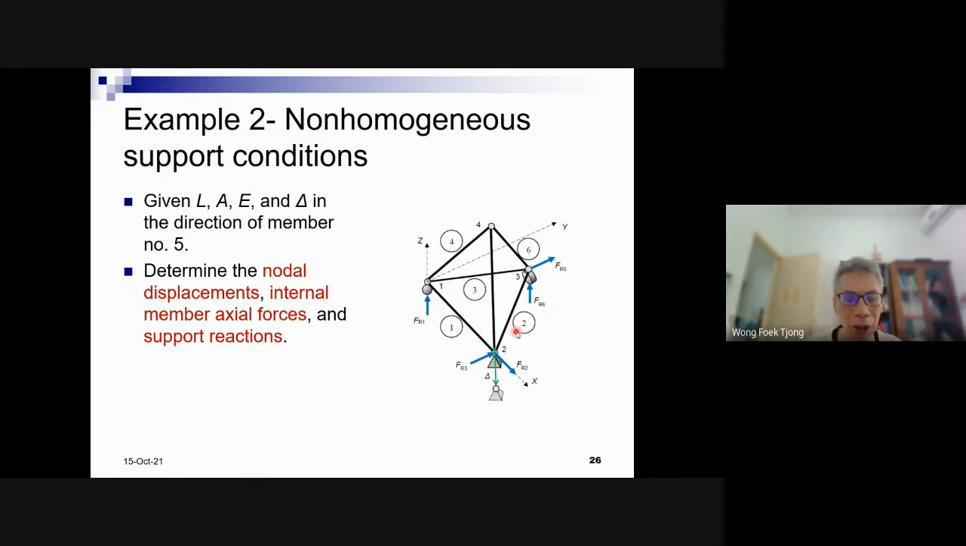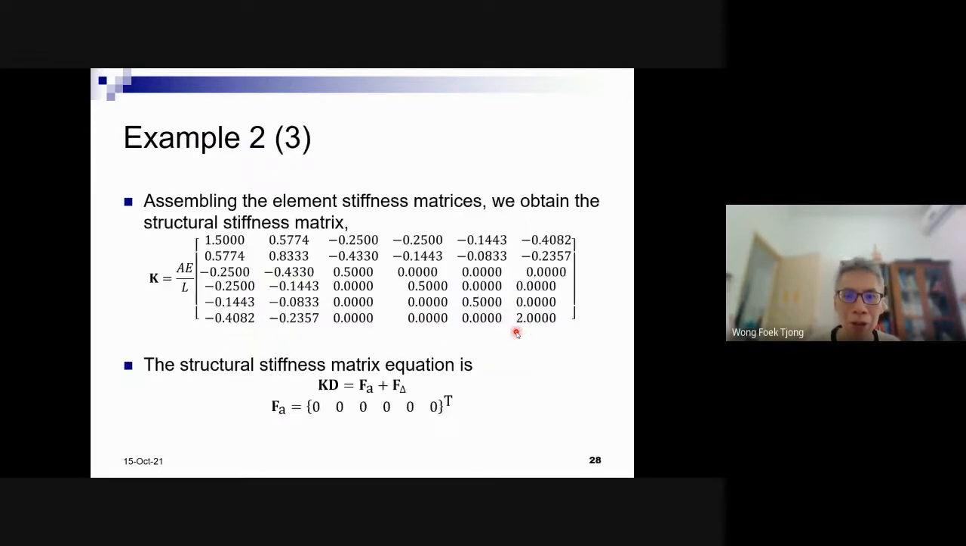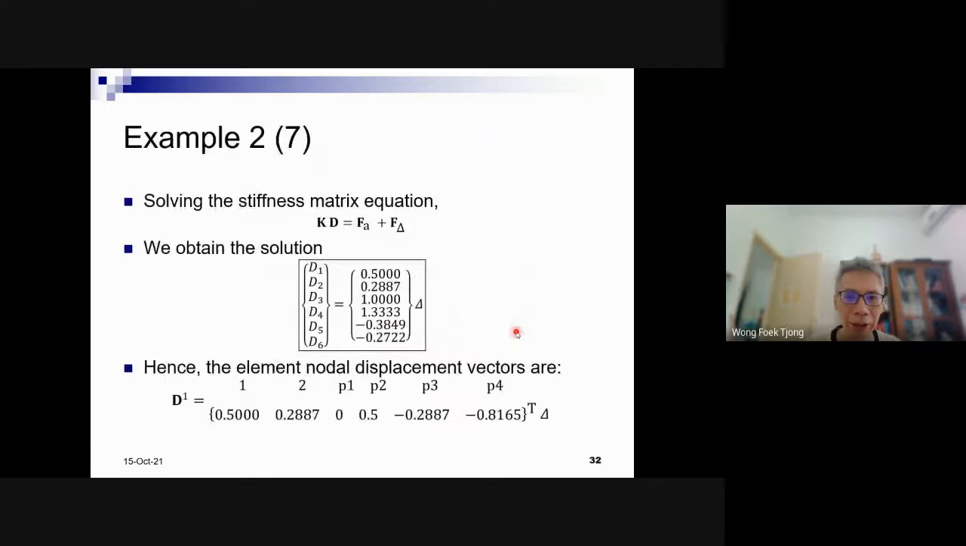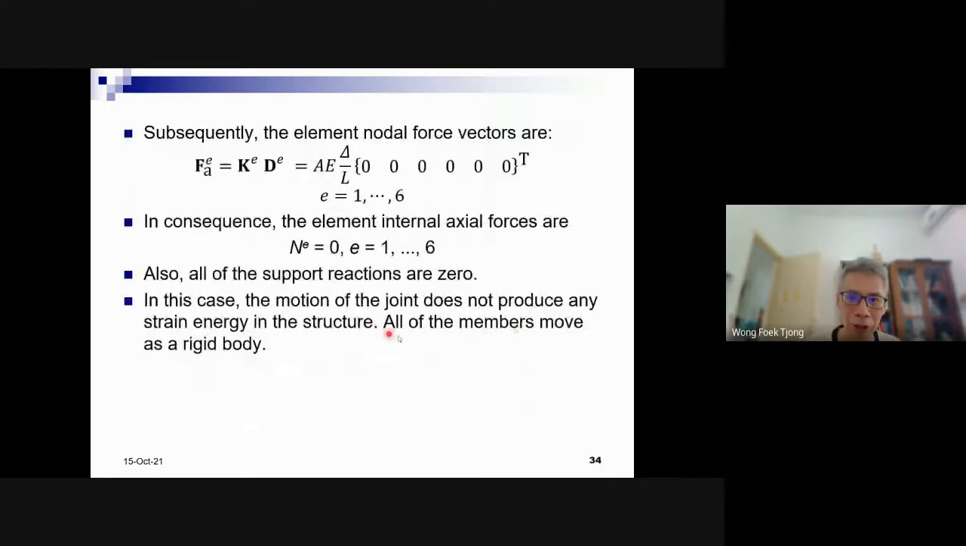So this is called when there is movement. Yes, there is motion, but the motion is so-called rigid body motion. Just move without any deformation or any strain energy inside. So that's the reason why it's all zero, right? Because all the members move as a rigid body and the structure also moves as a rigid body, because the structure is statically determinate.